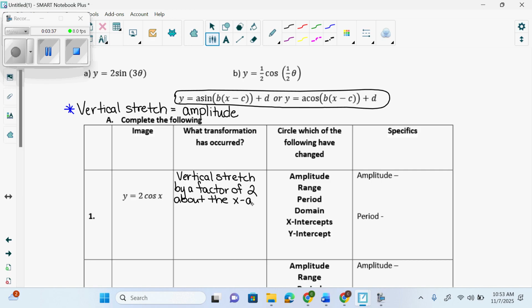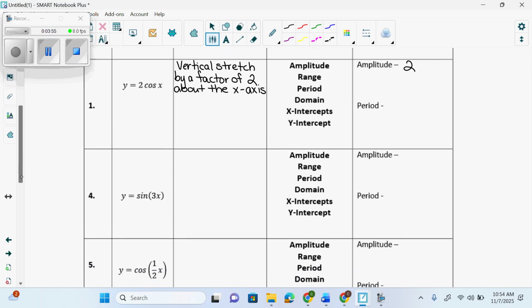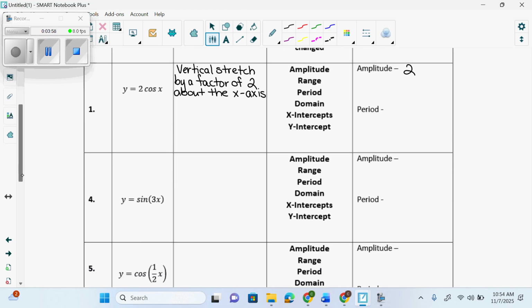So it's about the x-axis. If I have a vertical stretch by a factor of 2, what is my amplitude? 2. We're not going to do that third column for now. I don't know why it goes 1, 4, 5, but it does. Does it have a vertical stretch? No. What is my A value? 1. What is my amplitude? 1.